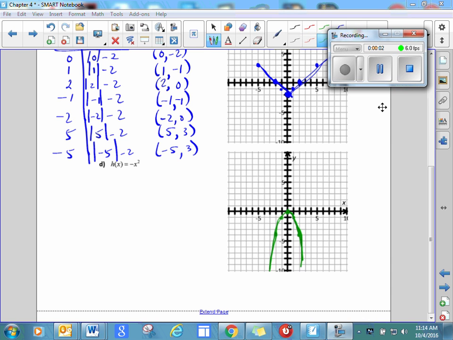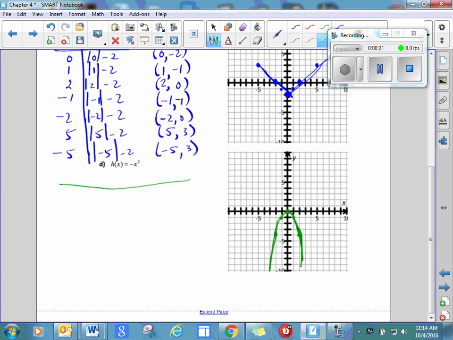Hi guys, I'm going to work two more examples on page 81. Actually, page 80 and 81. So example D, this is page 80. We're going to quickly fill in a chart.